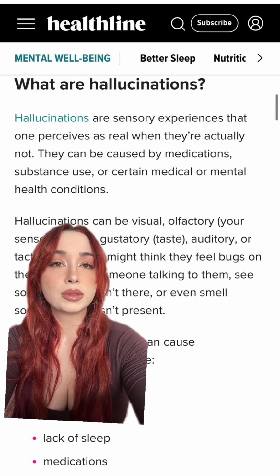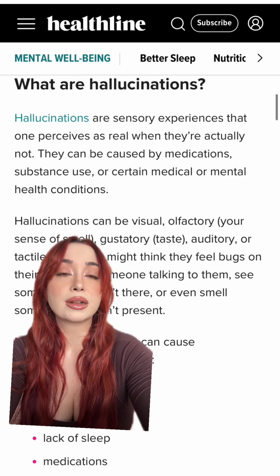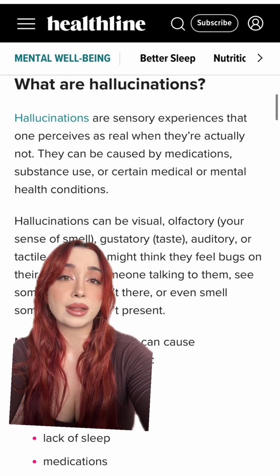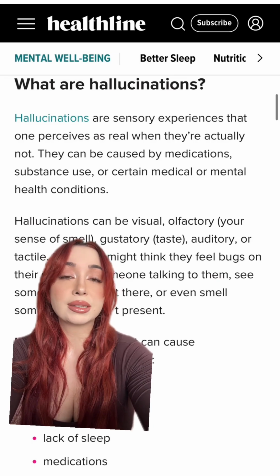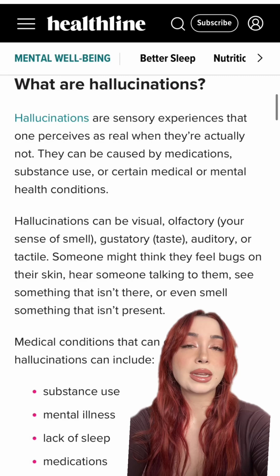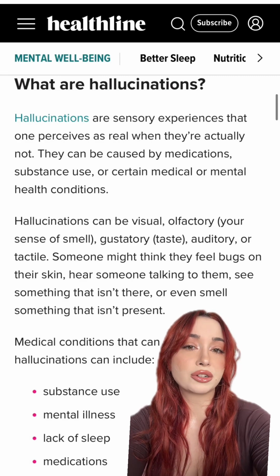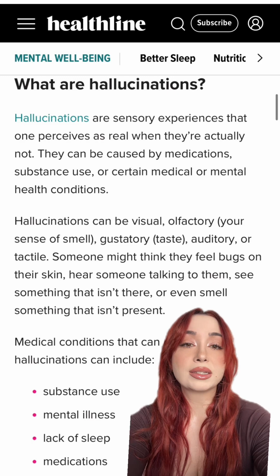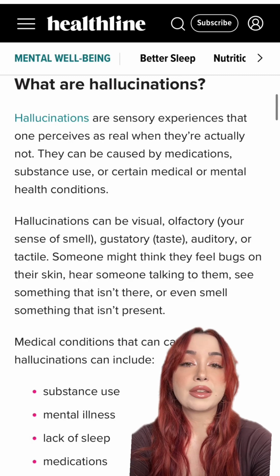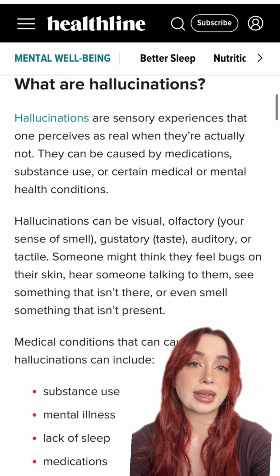So, what are hallucinations? Well, hallucinations are sensory experiences that one perceives as real when they're actually not. They can be caused by medications, substance use, or certain medical or mental health conditions. Hallucinations can be visual, olfactory, so your sense of smell, gustatory, taste, auditory, or tactile. Someone might think they feel bugs on their skin, hear someone talking to them, see something that isn't there, or even smell something that isn't present.